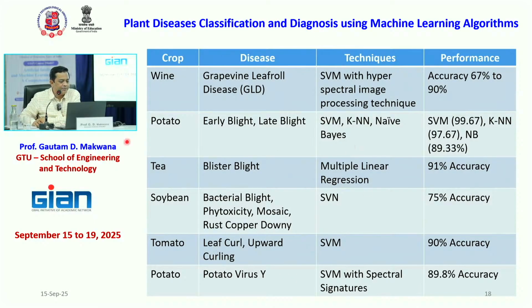So these are some examples of plant disease classification and diagnosis using machine learning: the type of disease, the techniques that can be used, and the result about the accuracy, from 67 to 90%. This is just an example of vine, potato, tea, soybean, tomato, and potato, the different kinds of disease seen in these crops, and the different algorithms that can be used to predict a particular disease in a particular crop.